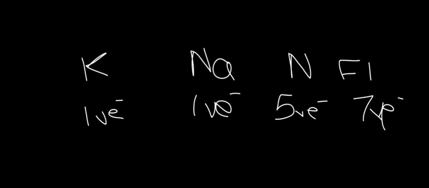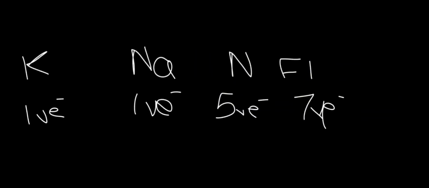So let's determine how many bonds these atoms would make. Since potassium needs to lose 1, it would make 1 bond. Since sodium also needs to lose 1, it would make 1 bond. Since this nitrogen wants to gain 3, it would make 3 bonds. And since fluorine wants to gain 1, it would make 1 bond. Okay, now let's try forming some Lewis structures.